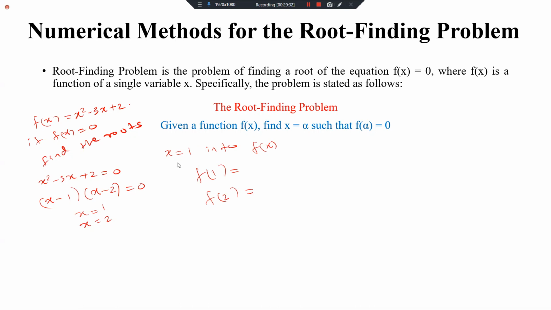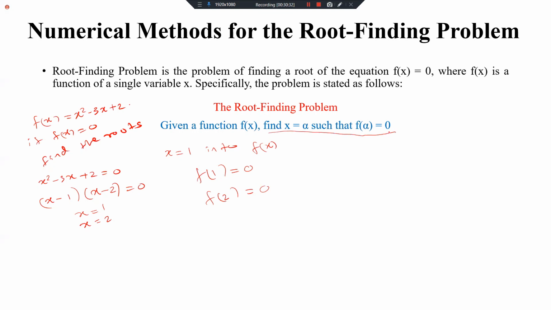Your roots are x equal 1 and x equal 2, no? So if you substitute x equal 1 into your function f(x), just find the answer. Here you substitute x equal 1, then get the answer for f(1), and next substitute x equal 2, then get the answer. For both you get 0, no? That is what he has said.